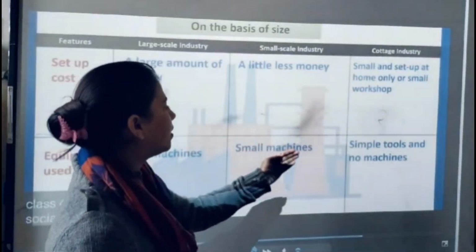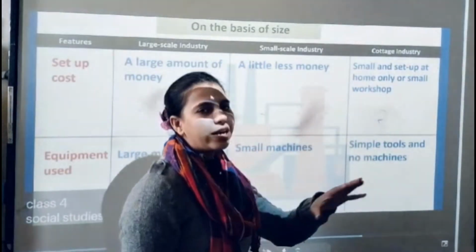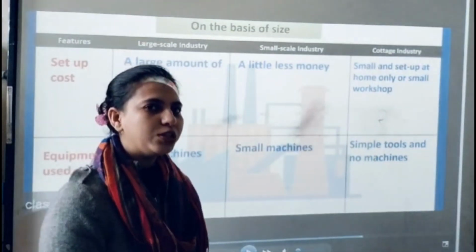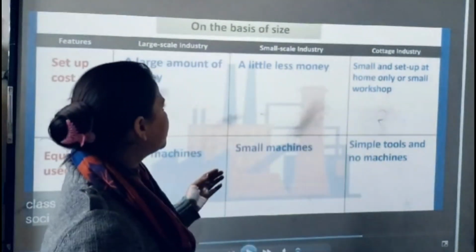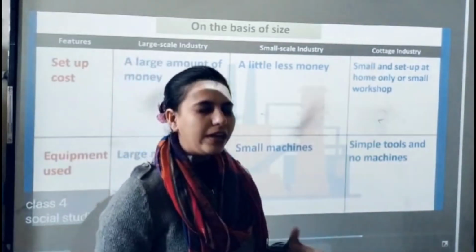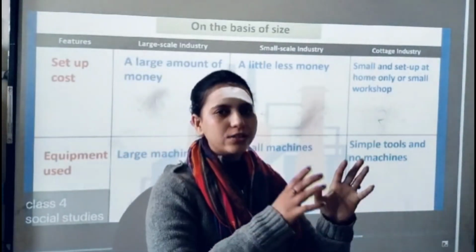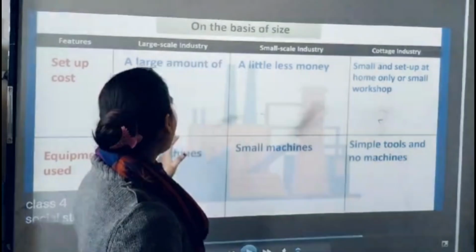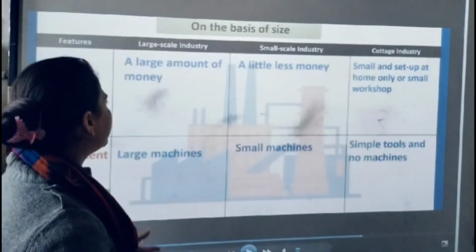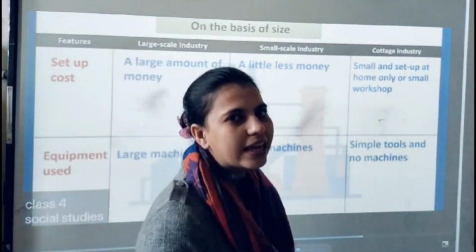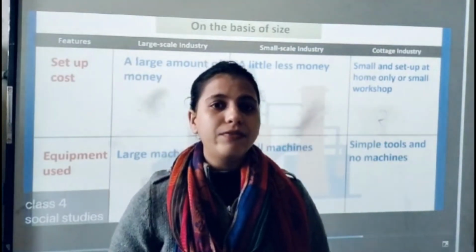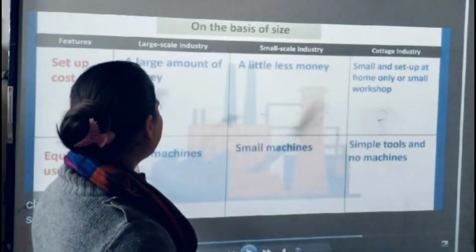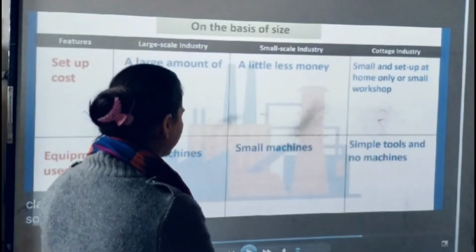So in the cottage industry, simple tools and no machines. Sometimes we need no machines and sometimes we need simple tools. Okay, now in the small scale industry we need machines, but the size of the machines is very small. And next one is the large scale industries. As we know that in large scale industries the amount is also very large, and also the machinery we need is large. Okay, so we need large machines in the large scale industries.